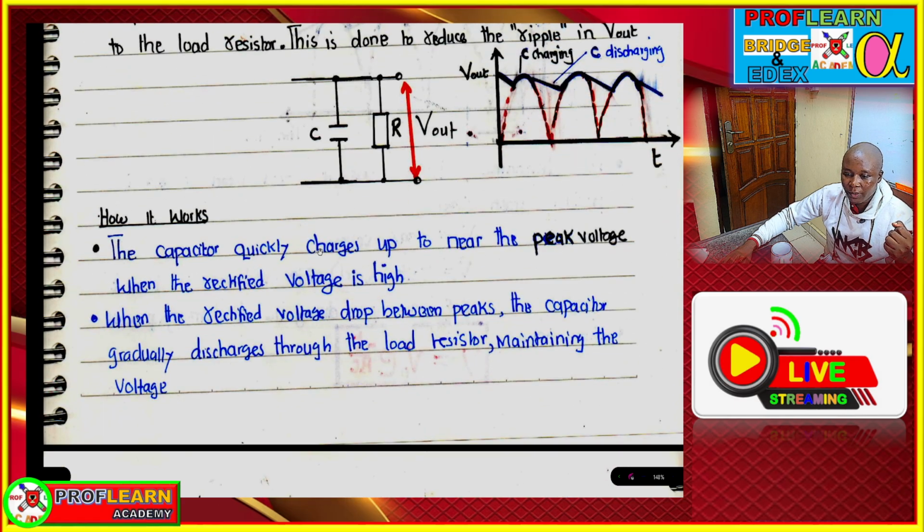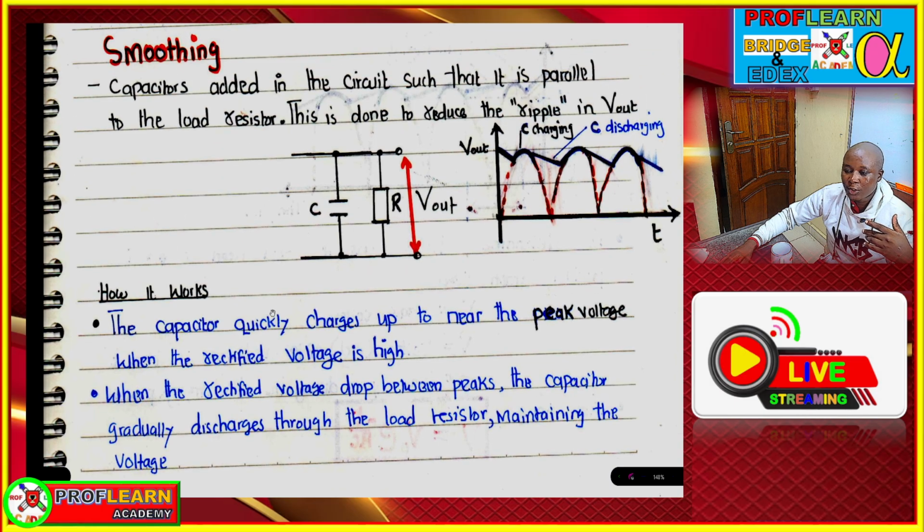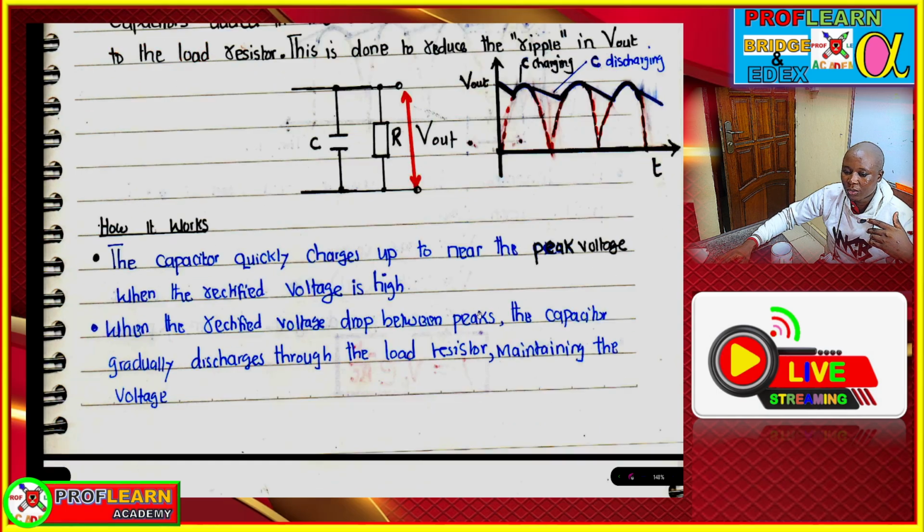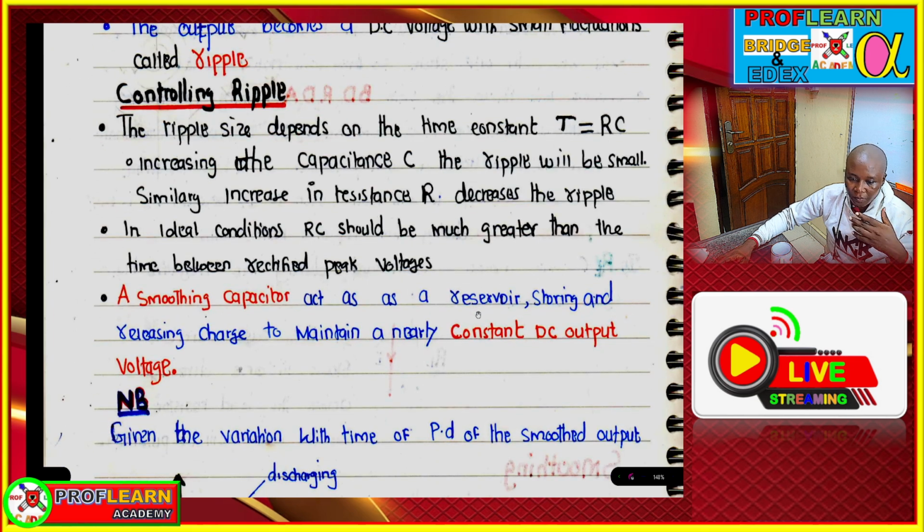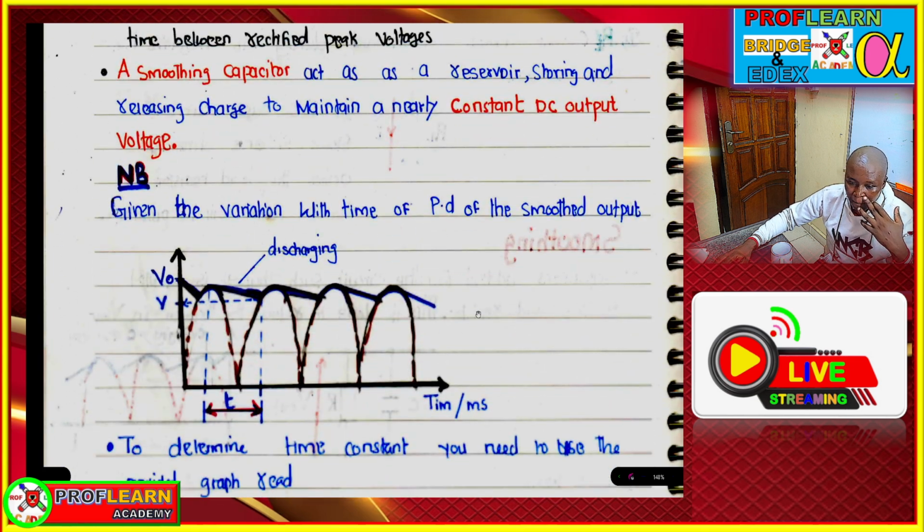Yeah, so the capacitor quickly charges up to the peak voltage, and when the rectified voltage drops between the peaks, then the capacitor is going to gradually discharge. In the process, it will be supplying the current to the resistor, so that we are going to have a bit small ripples like that.